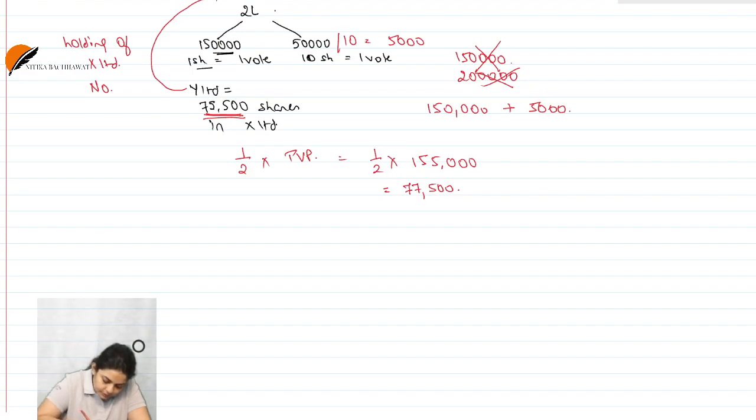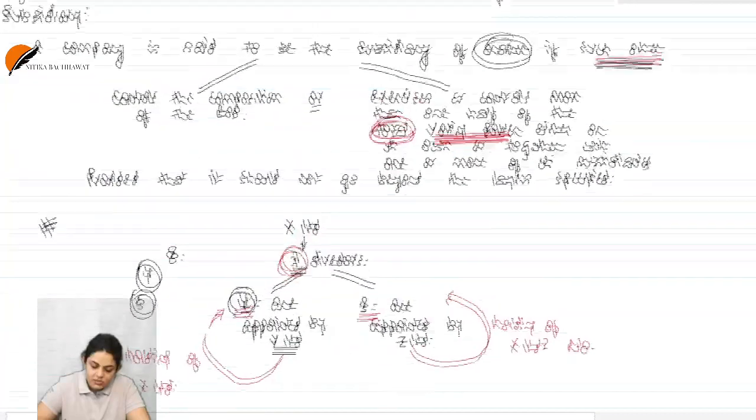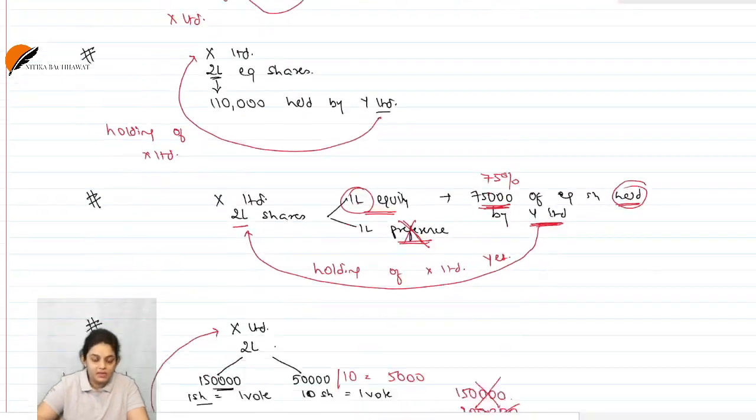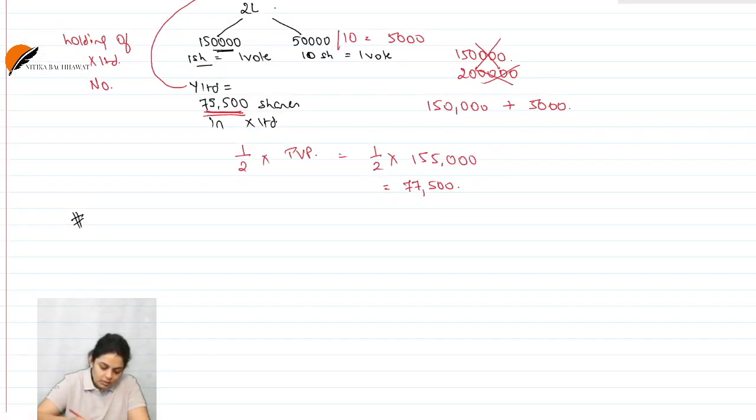Now, let's move on to the next one. So this was clear. You become the subsidiary of another if the other controls the composition of the board of directors or exercises or controls more than 1/2 of the total voting power either on its own or together with one or more of its subsidiaries, right? Now, let's take another case.